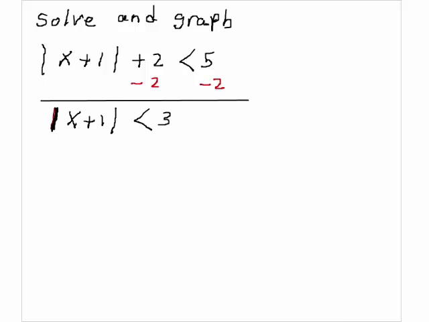An absolute value of something is less than a number. Okay, let's see what that means. In general, if I have absolute value of x is less than k, a number k, that means all the numbers that are less than k units away from 0. Let's picture that on the number line and see if that makes sense.